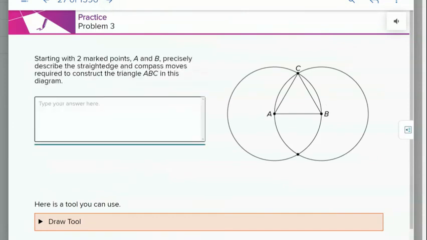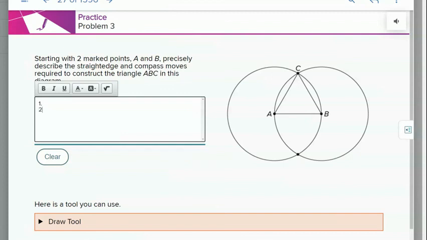Starting with two marked points, A, B, so here's point A, point B. Precisely describe the straight edge and compass moves required to construct the triangle ABC in this diagram. So, step one, what was the first thing you had to create? Circles centered on point A and point B, right?